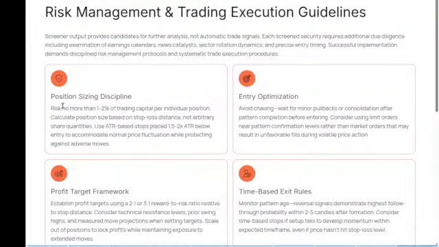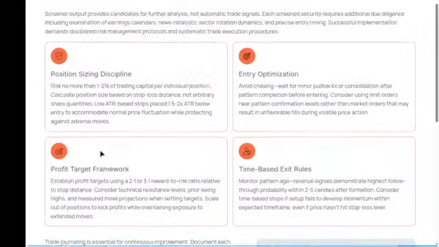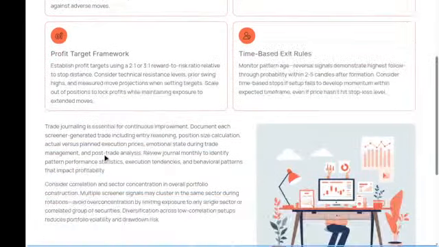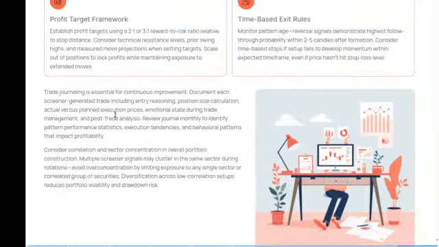So position sizing: make sure you don't risk more than 2% of your trading capital. Avoid chasing. Have a profit target, and all that jazz. Do trade journaling. Trade your journals. What the hell does that mean?